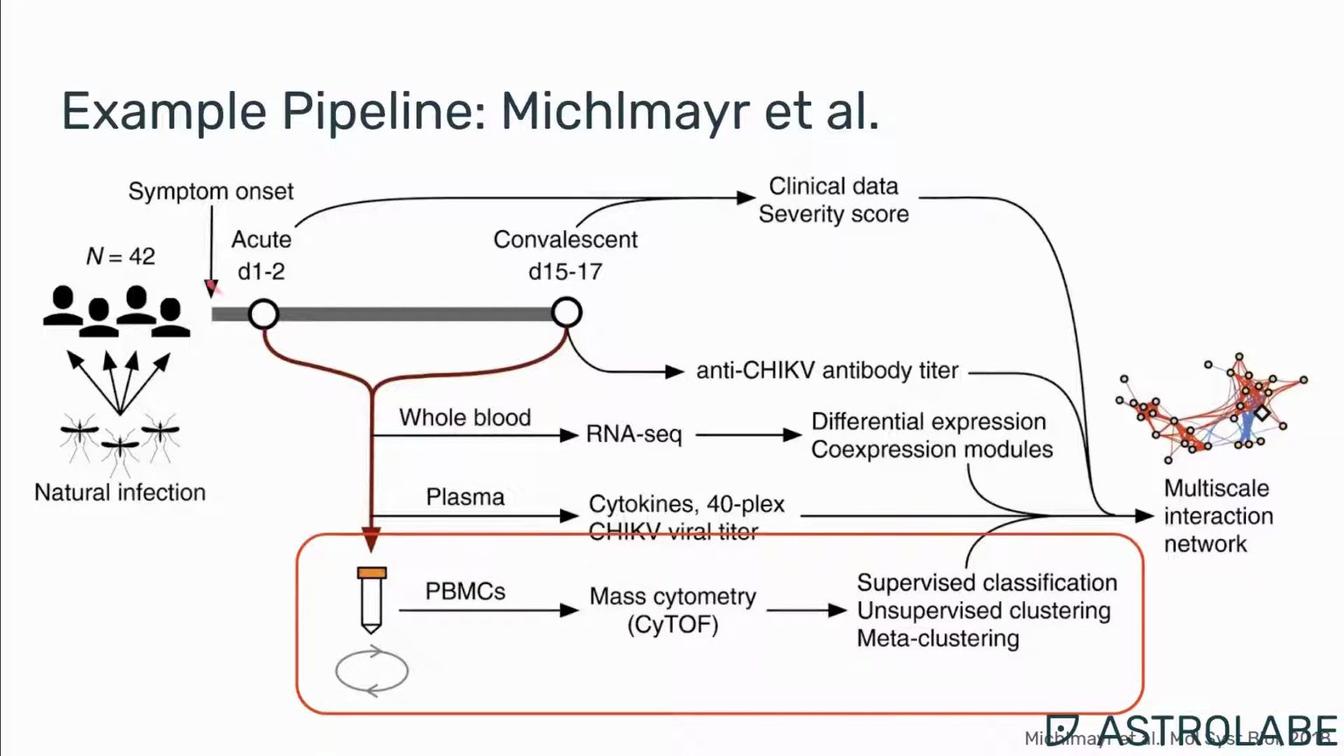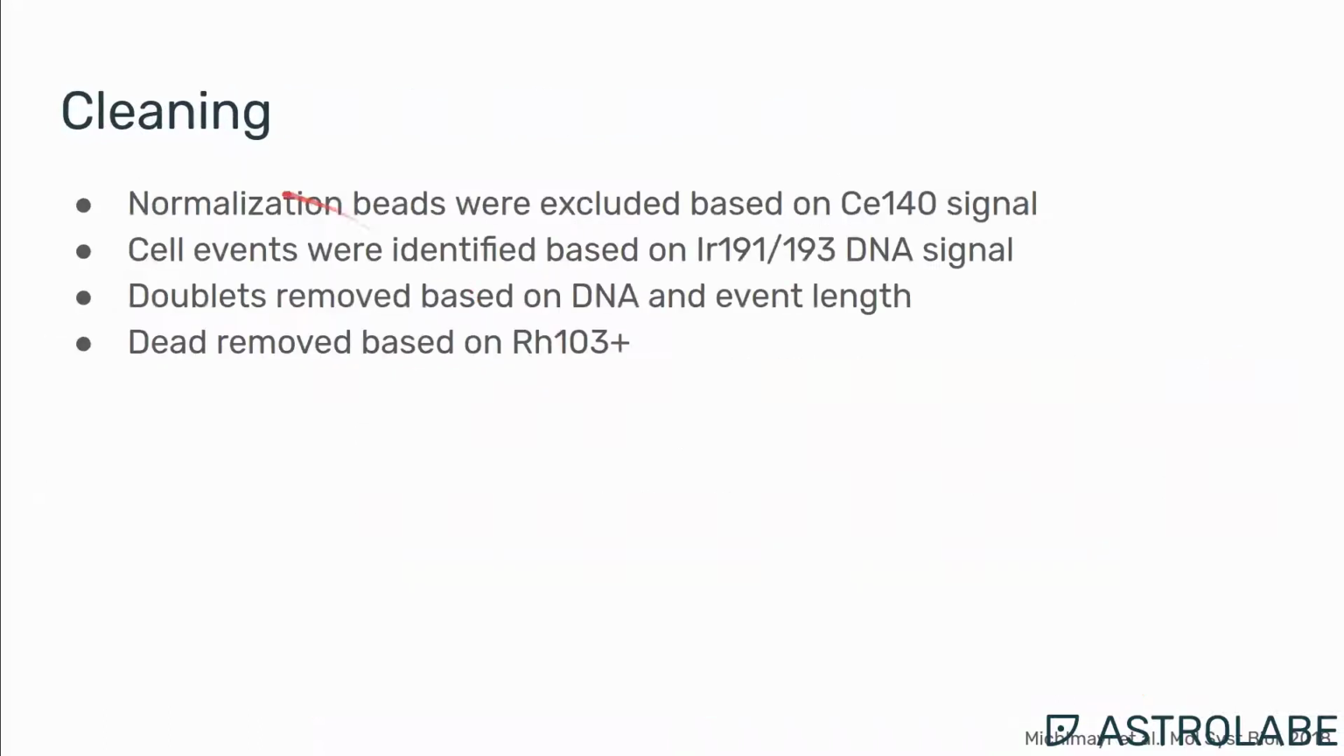So the researchers had 84 samples, 42 patients times 2. How did they analyze them? What was the pipeline that they constructed? Well, for cleaning, they used standard CyTOF manual cleaning protocols. And I just copy-pasted a few lines from the methods section of this paper. They normalized using beads.